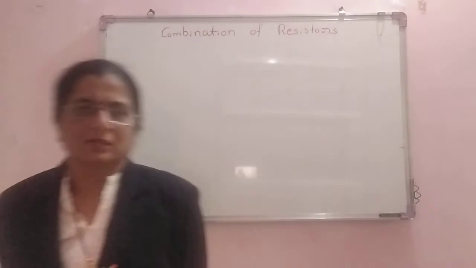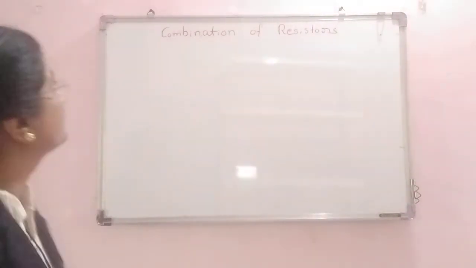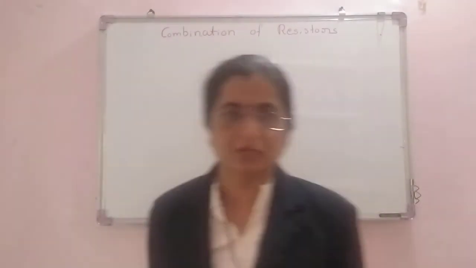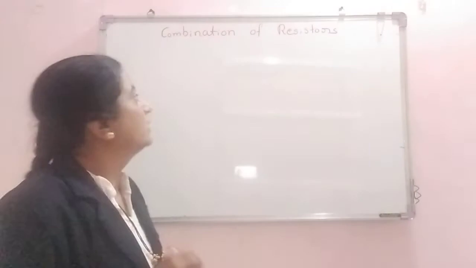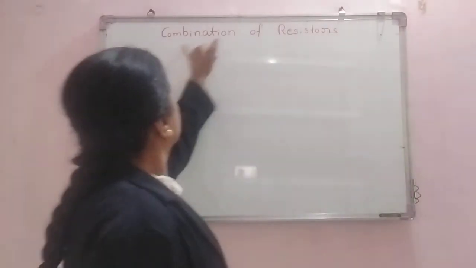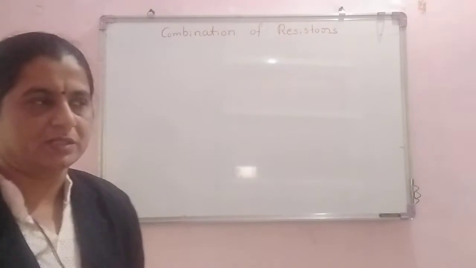In the last session, we studied finding the value of a resistor, the carbon resistor, using the color code. In today's session, we are going to see the combination of resistors.